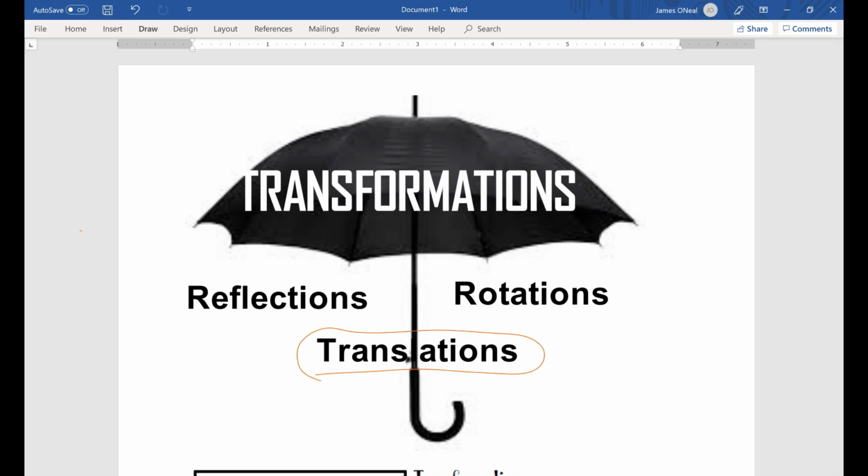Y'all see what I did with the umbrella? You see how I made that an L? Y'all didn't see that. Haters.